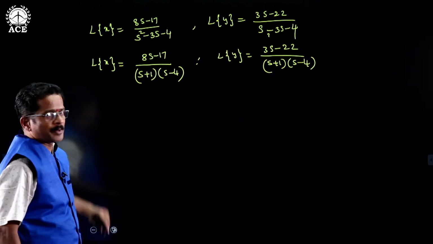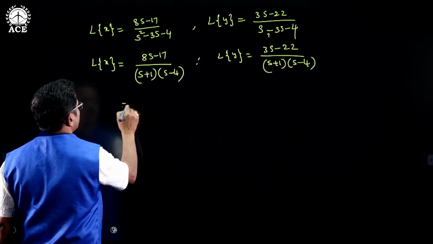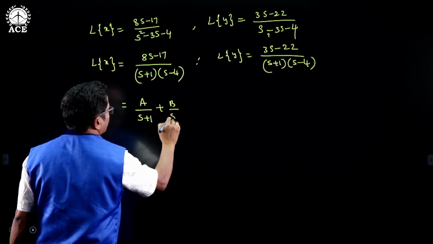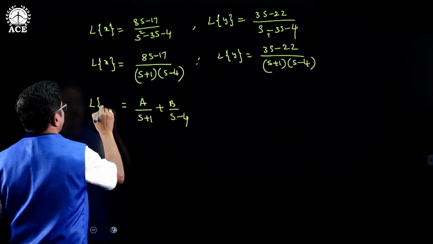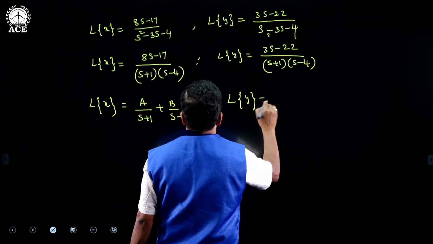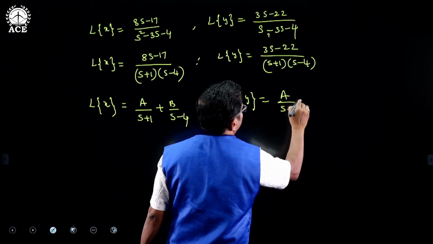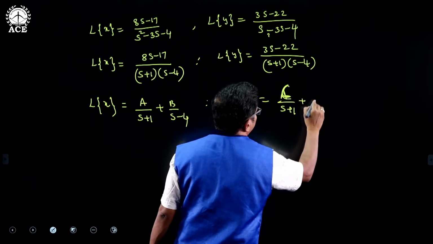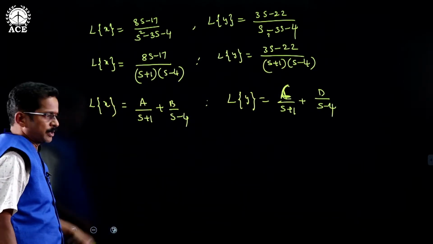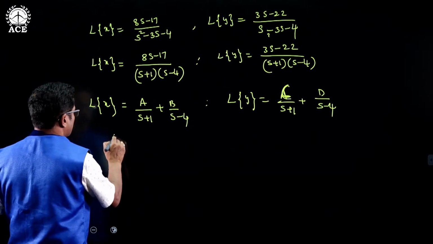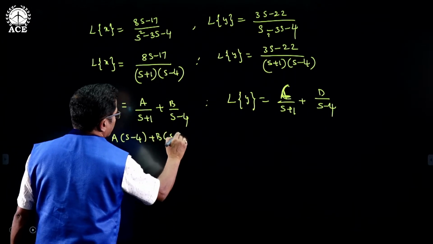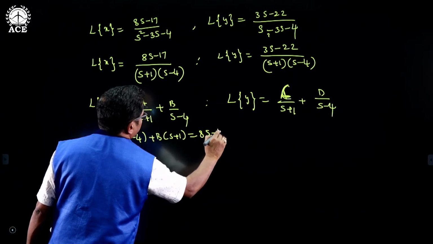Now you apply partial fractions. L of x equals a by s plus 1 plus b by s minus 4. Even here, L of y equals c by s plus 1 plus d by s minus 4. So now try to evaluate this partial fraction. Here a into s minus 4 plus b into s plus 1 equals 8s minus 17.